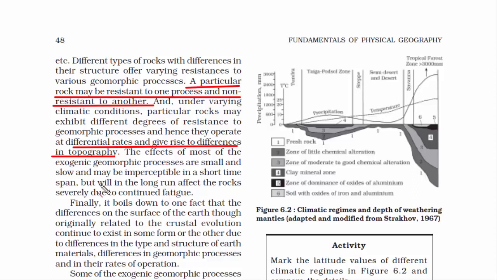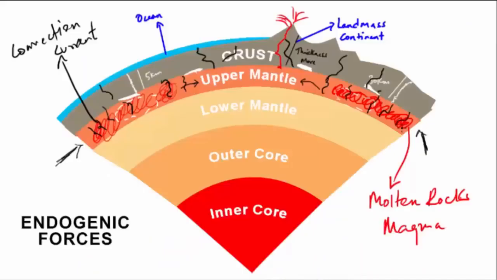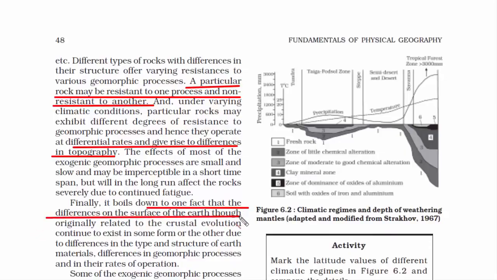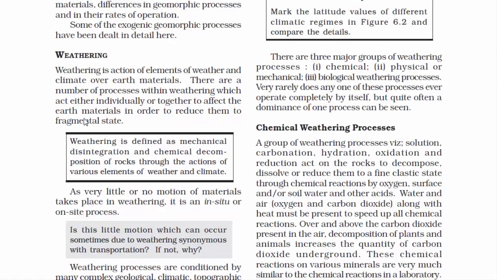If you can recollect, I have told you previously that endogenic forces affect the Earth's crust from inside. Now we just read how the outside forces change the topography. This all brings down to one fact that Earth goes through tremendous changes in some form or the other. Now we'll talk about weathering. So weathering is an action caused by climate or weather on the Earth's material. And it all goes through a number of processes. And we have read about those processes. So that's how it breaks the rocks into small fragments.